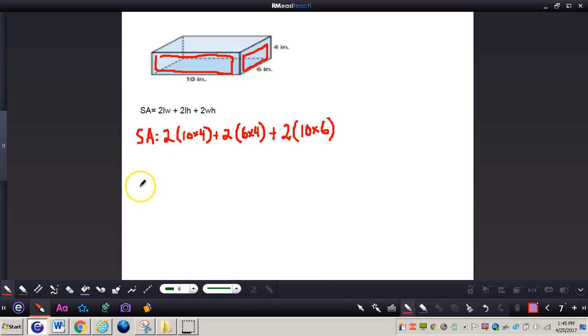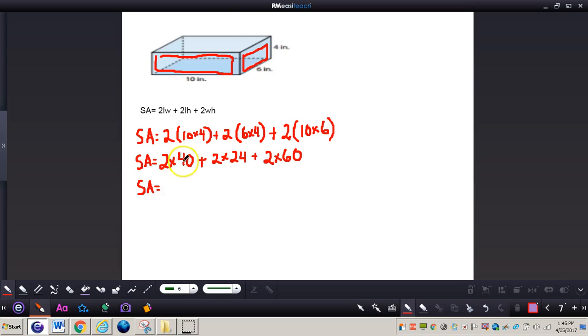So in other words, we do parentheses first. So we have surface area equals, we'll write the 2 times 10 times 4 is 40, plus 2 times 6 times 4 is 24, plus 2 times 10 times 6 is 60. Why is it by 2 again? Because there's a front and a back, there's a top and a bottom, and there's a right and a left, all have the same measurements.